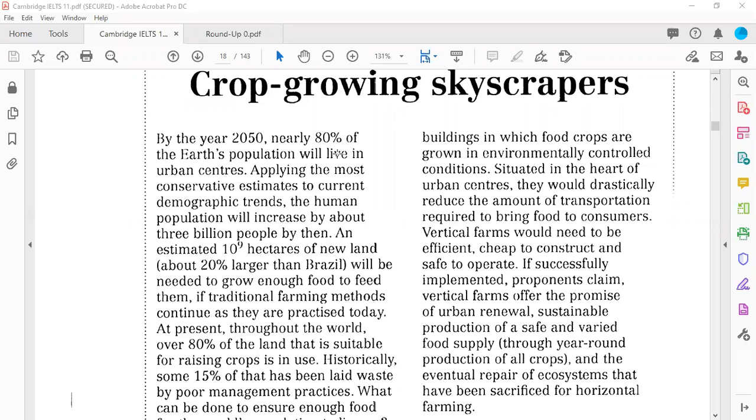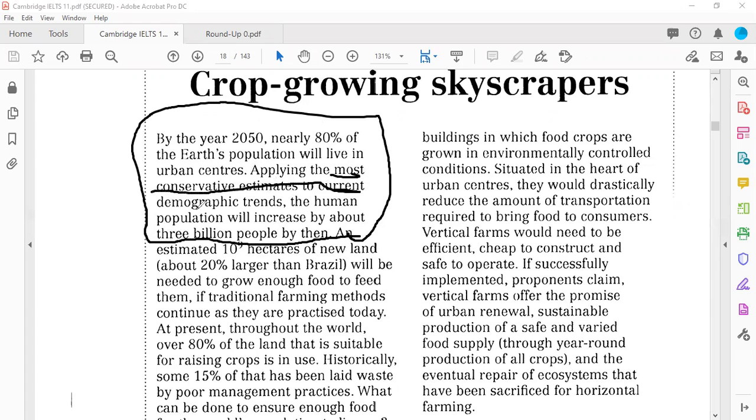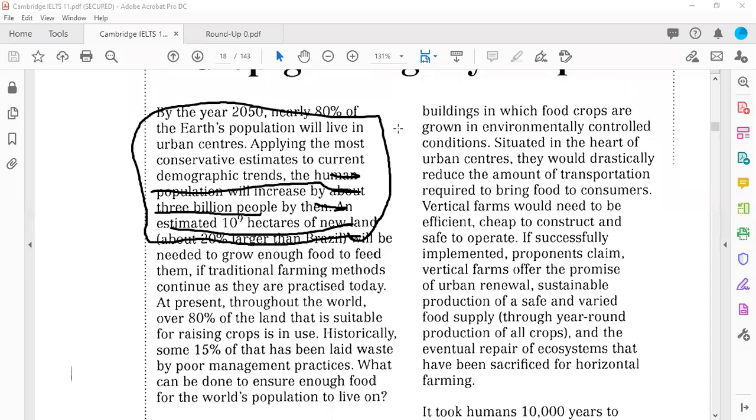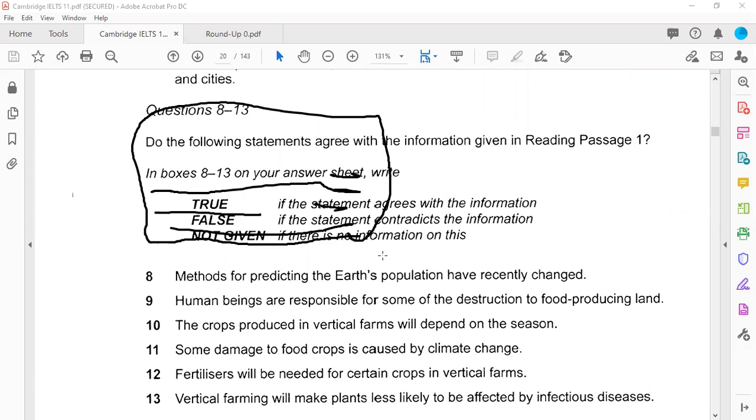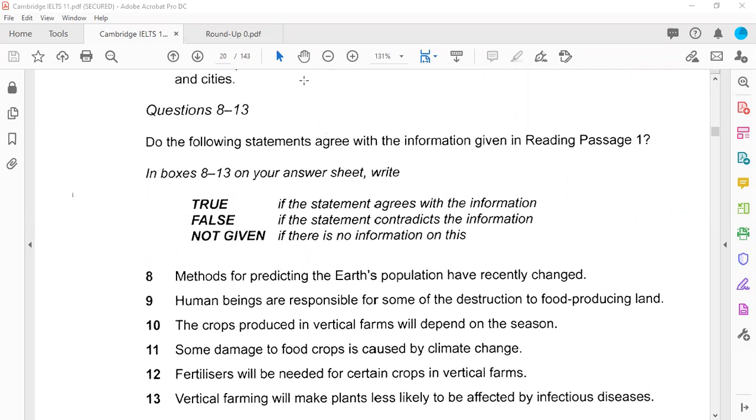Okay, here's that section. 80% will live in urban centers, applying the most conservative estimates to current demographics. The human population will increase by about 3 billion by then. Okay, so what is the question? Methods for predicting the Earth's population have recently changed.